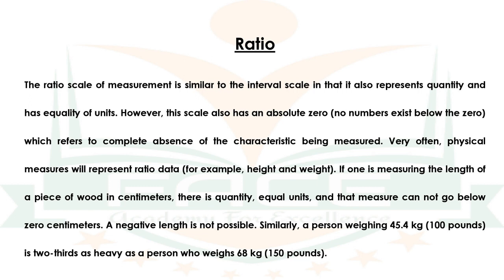If one is measuring the length of a piece of wood in centimeters, there is quantity, equal units, and that measure cannot go below 0 centimeters. A negative length is not possible. Similarly, a person weighing 100 pounds is two-thirds as heavy as a person who weighs 150 pounds.